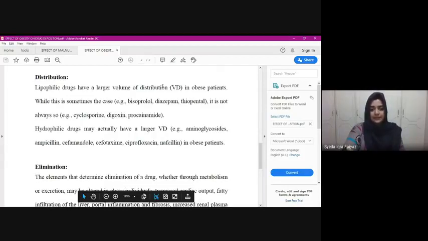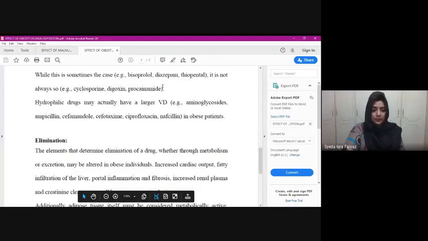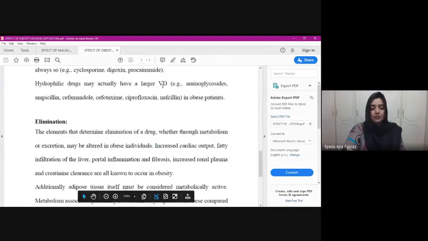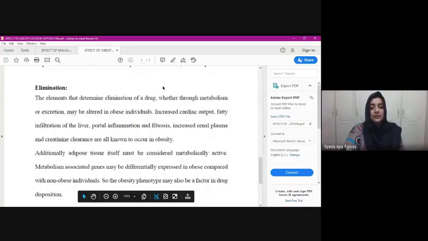and these medicines specifically are actually present in large volume distribution in obese patients. When we talk about the elimination of drugs, the elements that determine elimination of drug, whether through metabolism or excretion, may be altered in obese individuals. Like I said, in obese individuals, the normal working of the body is altered. The functioning of the different organs is also altered because a certain level of fat is needed in the body, and when it is in excess, it is going to limit the working of certain organs.